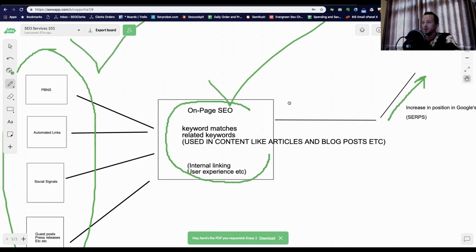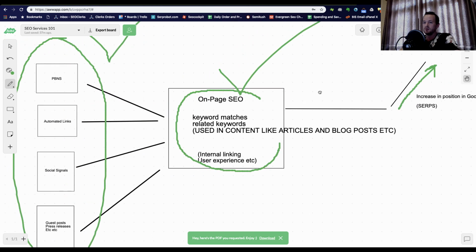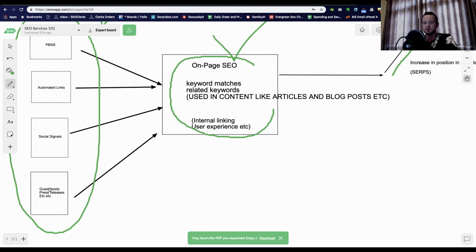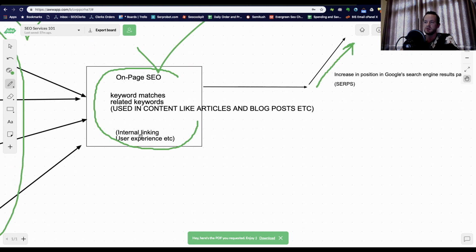I hope that's clear. And obviously ultimately, if you get all of this right, a variety of links, some high authority types of links, with lots and lots of different types of links, that will give this website some authority and some credibility in Google's eyes.